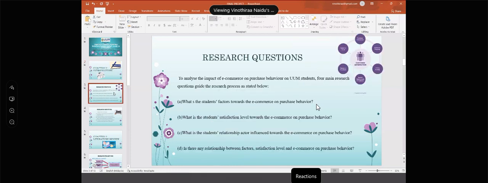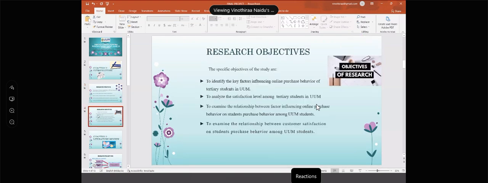So, chapter 1, introduction. For the research questions, my research has 4. To analyze the impact of e-commerce on purchase behavior of UUM students, there are 4 main research questions to guide me and give a better understanding of the research. The first one is what are the students' factors towards e-commerce on purchase behavior. Second is the student satisfaction level towards e-commerce on purchase behavior. Third is what is the students' relationship that is influenced towards e-commerce and purchase behavior. And lastly, is there any relationship between the factors, the satisfaction level, and the e-commerce on purchase behavior.